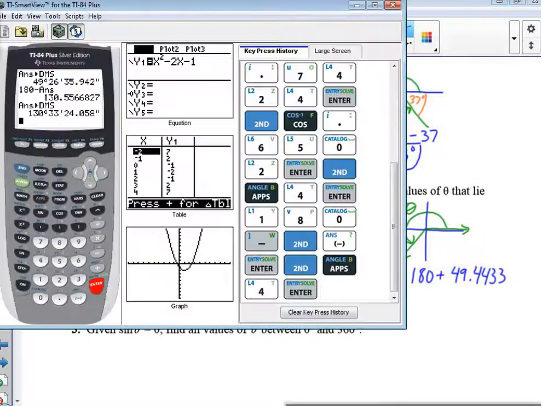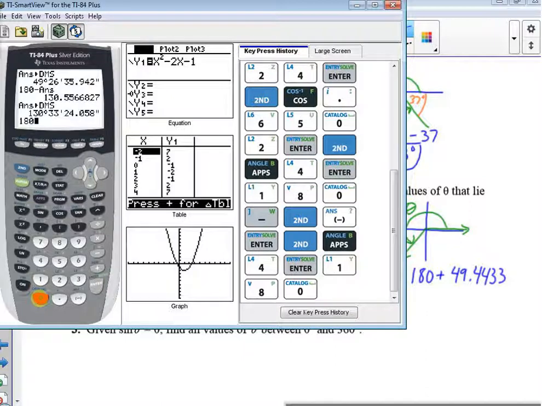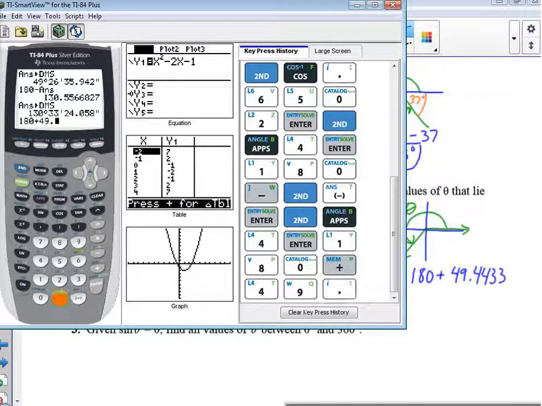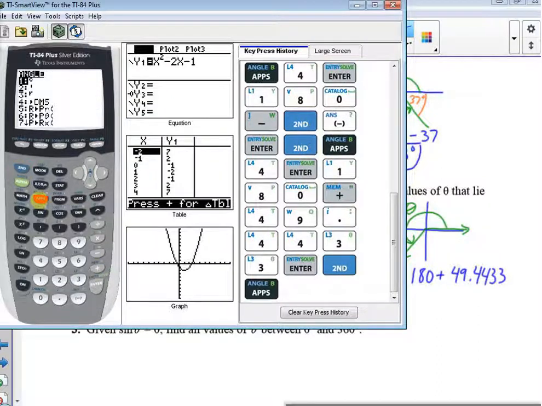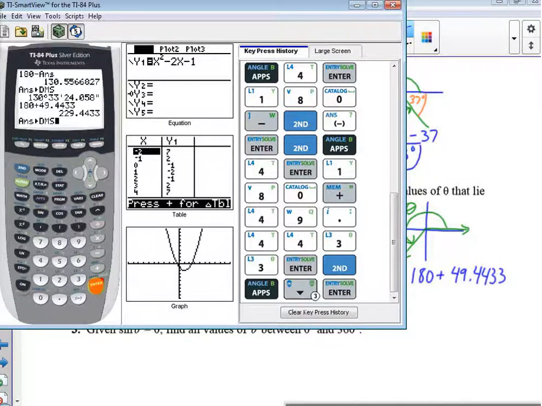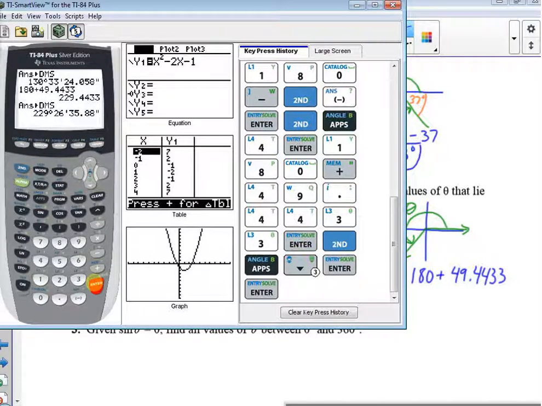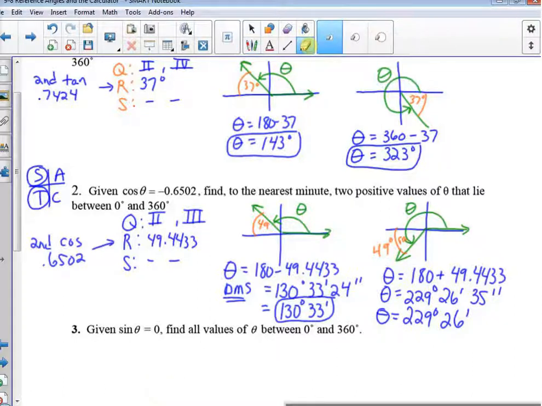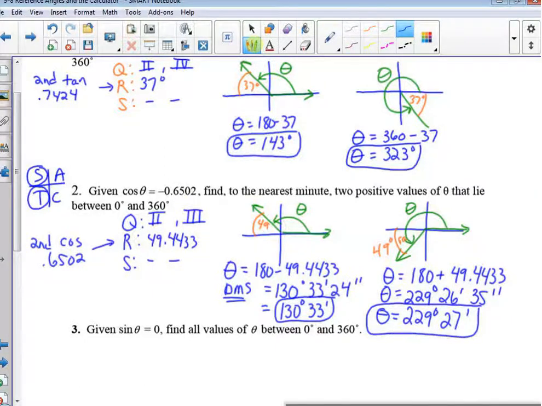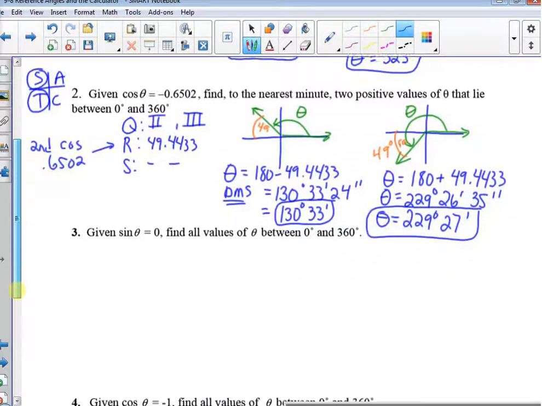49.4433. All right, I don't have that back in my calculator anymore, so I'm going to do 180 plus the 49.4433. And then I'm going to go to the second apps. So I should have done that the first time too. And I get 229, 26, 35. So that's going to round up because 35 is greater than 29. So 229 degrees and 27 minutes. So those are the two answers. If you plug those into your calculator, cosine of those would equal that. All right, quadrants 3 and 4.